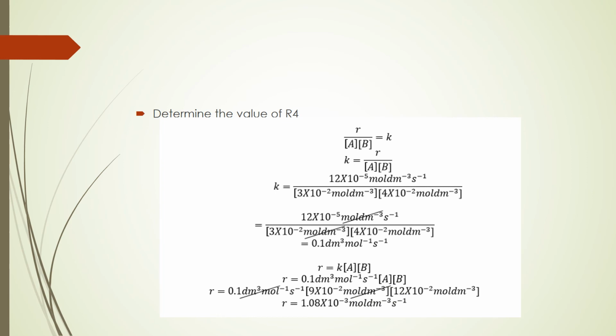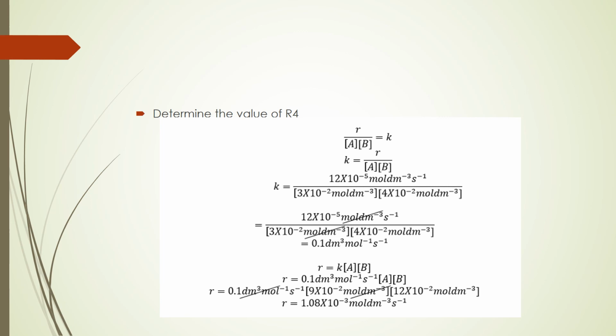Determine the value of R4. R4 is the initial rate for experiment 4. In order to solve for this, we have to solve for K first. Because, why? If you look at the rate law, we have R equals K times concentration of A times concentration of B. In order to get the rate R, you need three parameters: K, the rate constant, the concentration of A, and the concentration of B. From the problem, the concentrations of A and B are given, so you need to find the value of K.